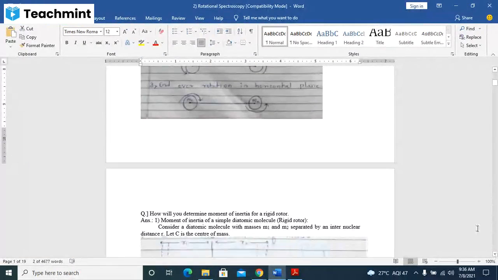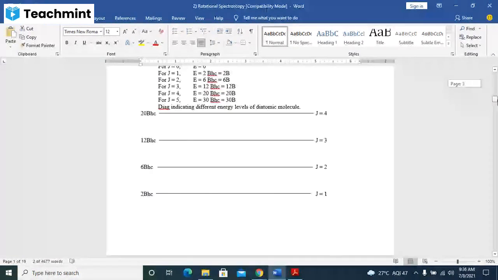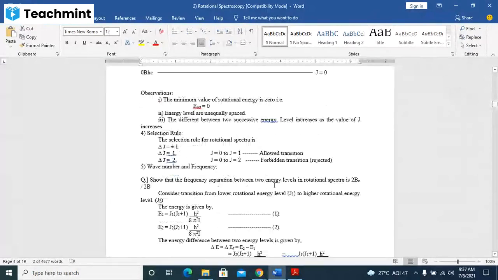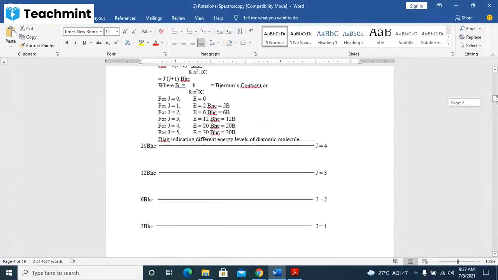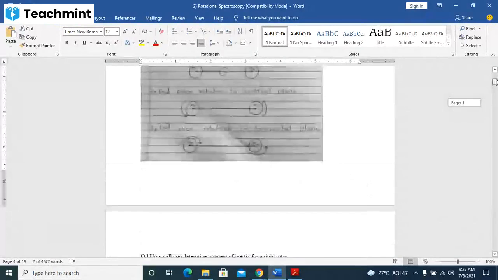Then the very popular two questions are there based on this rotational spectroscopy. One is, how will you determine the moment of inertia for a rigid rotor, and the second question, you have to prove, or say you have to show, that the frequency of separation between the two energy levels in the rotational spectra is 2B0, or say simply 2B. That we have to prove. These two questions are there. In the subjective, they are fixed. In the objective, what will come, I will discuss with that.